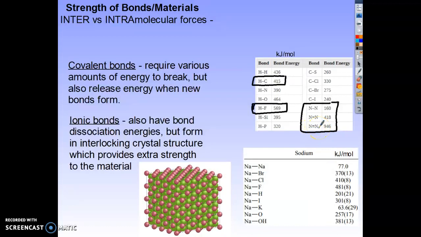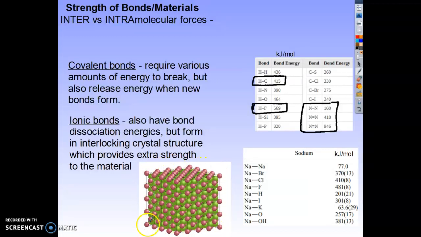So this is also true when we look at ionic bonds. They have bond dissociation energy. And when we break these bonds, it's going to require a certain amount of energy, and forming bonds also releases some energy. But one interesting thing about ionic compounds is that they interlock in this crystal structure where it's a repeating pattern of positives and negatives. And this is one thing that causes the overall material to be very strong.